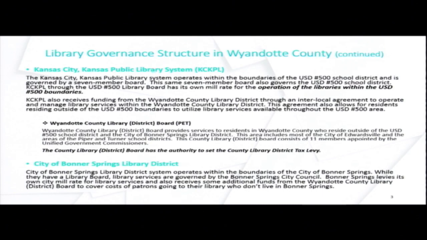And then, as I mentioned before, there are two systems. The second system is the city of Bonner Springs Library District, and that district operates within the city of Bonner Springs. While they do have a library board, for the most part their services are governed by the City Council of Bonner Springs. Bonner Springs levies its own mill rate for their library services, but they also receive some funds from the county library district board to cover costs of patrons who go to their libraries but don't live in Bonner Springs. We'll talk more about how much that is later in the presentation.